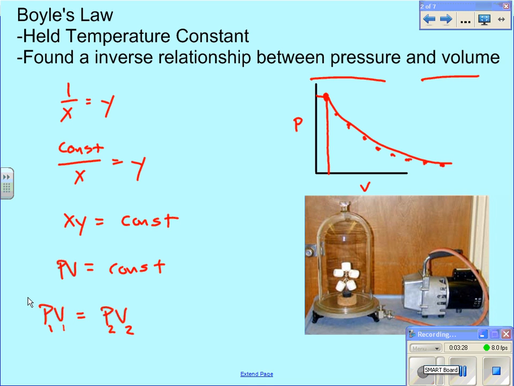Okay, so this is Boyle's Law right here, and this is how we see it written in most of the books or the literature. And that's what it's saying. It's saying the product of pressure times volume is constant. So we can predict one state if we know the conditions of the other state and one of the unknowns.